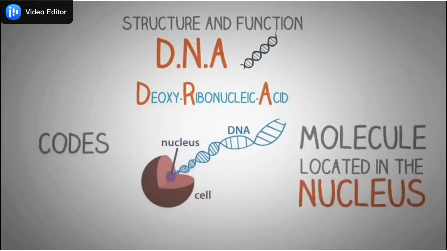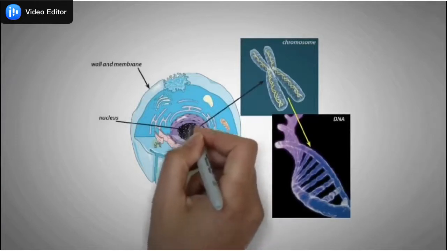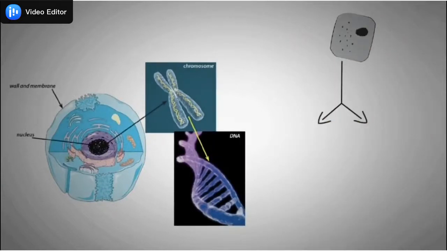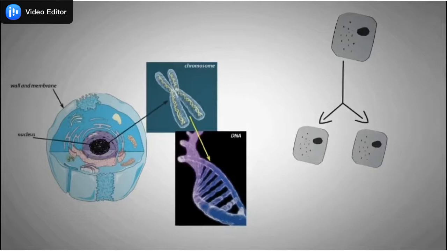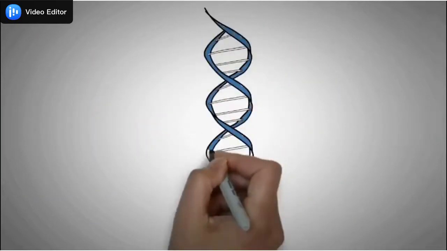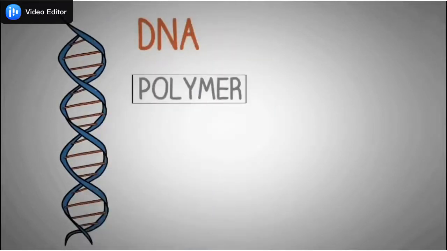It codes genetic information and passes it to the next generation by cell division, and it also helps the growth and development of the living body by cell division. DNA is a double helical structure, that means a double stranded structure present in the nucleus. It is just like a compound molecule, like a polymer.